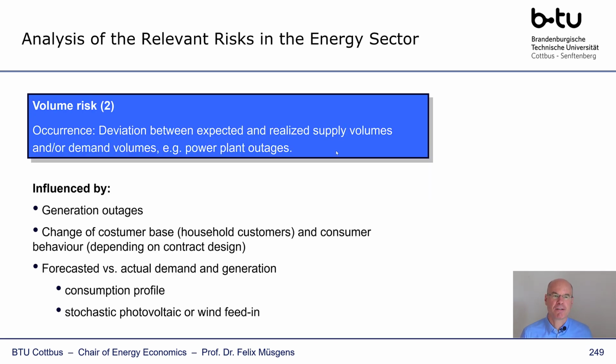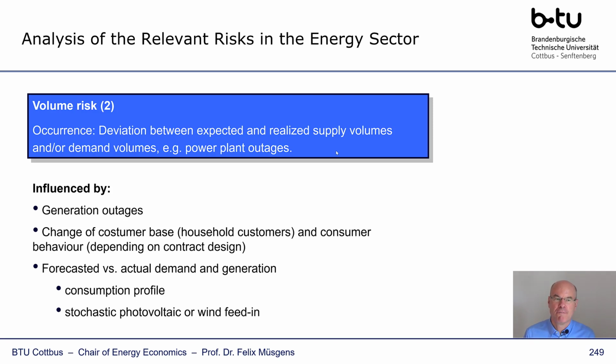Number two, volume risk. Occurrence, a deviation between expected and realized supply volumes and or demand volumes, for example, power plant outages. So the volume risk is typically you expected to get something delivered or produced, or to have a client who would take this or that much energy, and then that does not happen for whatever reason. For example, simply you sold the production of a power plant, but the power plant breaks down. Unplanned outage, nothing to do about it. You sold the electricity, but your plant cannot produce it.